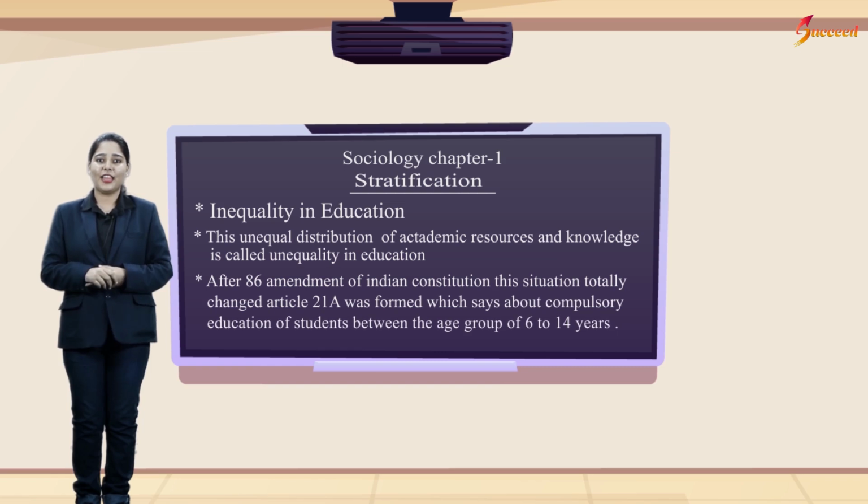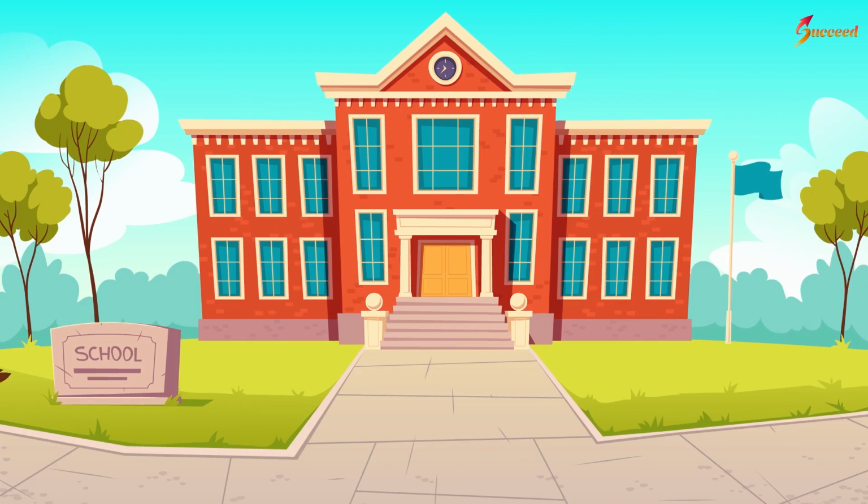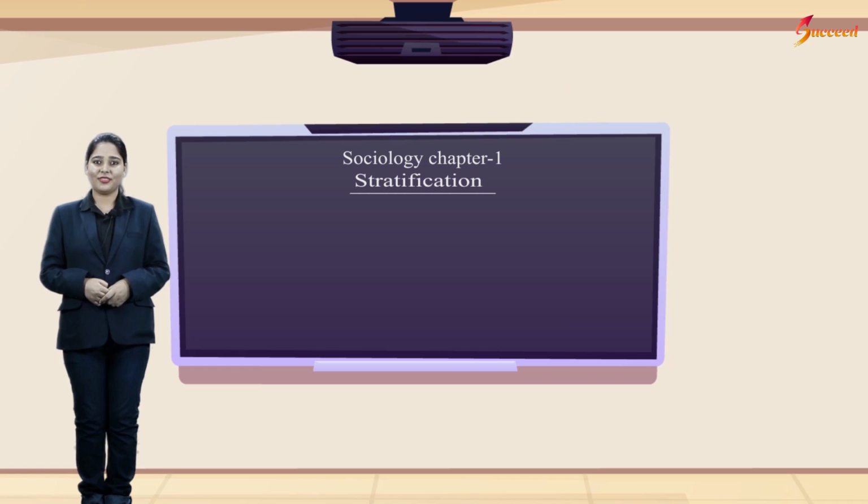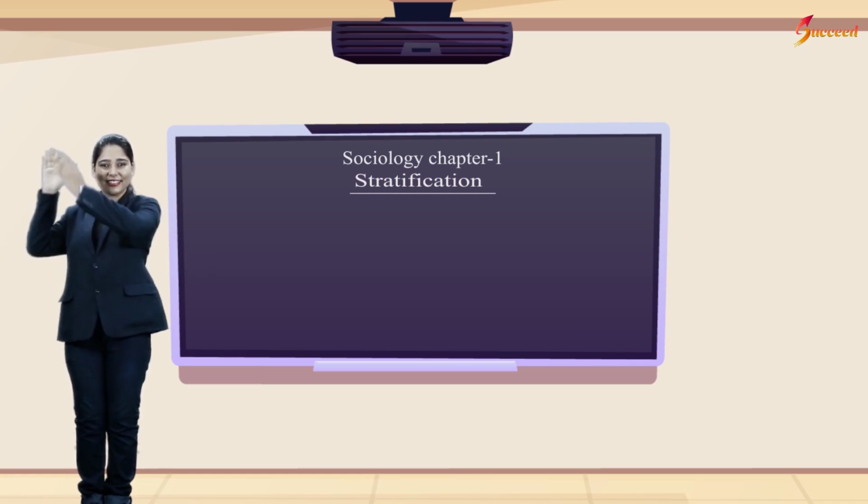But after the 86th Amendment of the Indian Constitution, the situation totally changed. Article 21A was formed, which provides for compulsory education of students between the age group of 6 to 14 years. And now, even Ramu is going to one of the government schools in his area. This was the first step of the government towards reducing inequality in our country, and we should all appreciate it.